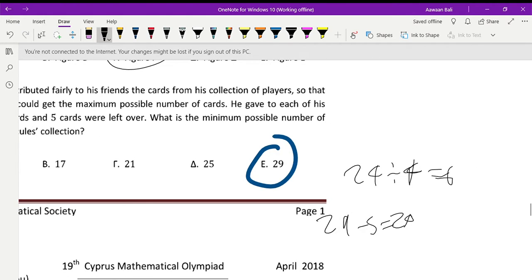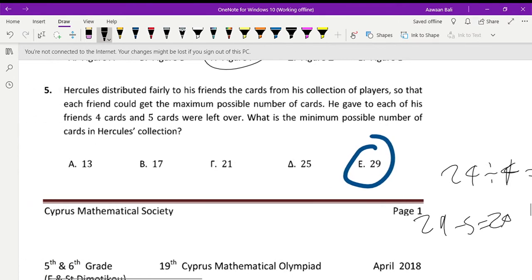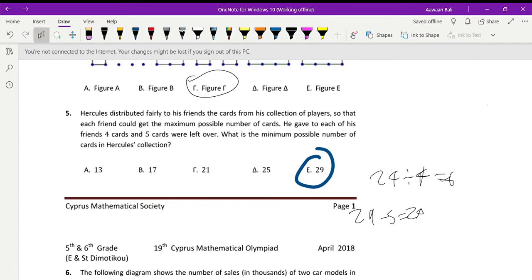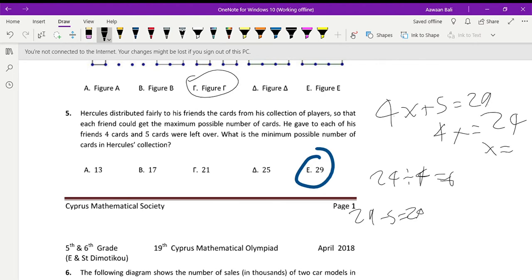4. And that means Hercules has 6 friends, and we also need the maximum number of cards, so that means maximum number of friends too. And he also has 5 cards left over. If you check with 4x plus 5 is equal to 29, it's the same thing. So basically, therefore, the answer is eta 29.